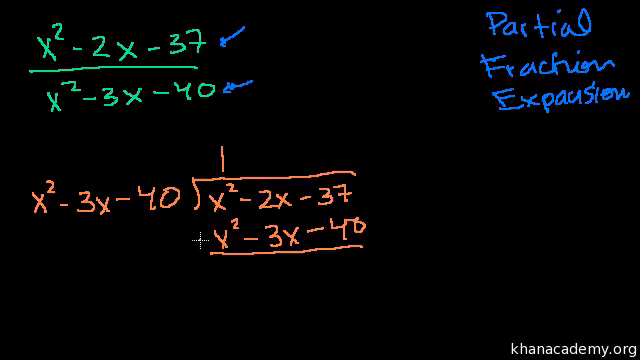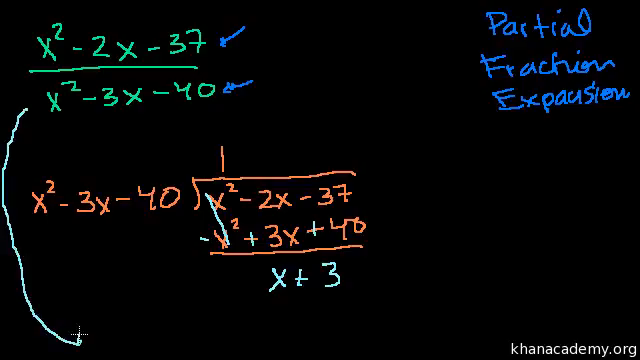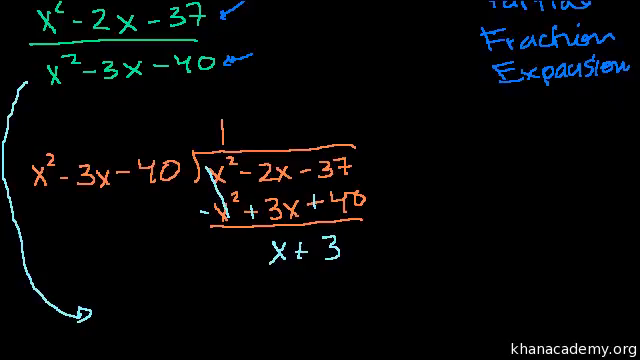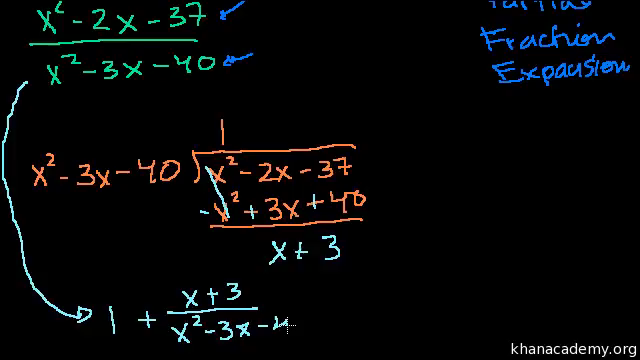And see, I'm subtracting. So I'm going to subtract, and then minus minus, that's a plus, and then you can add them. These cancel out. Minus 2x plus 3x, that's x. Minus 37 plus 40, that's plus 3. So this expression up here can be rewritten as 1 plus x plus 3 over x squared minus 3x minus 40.